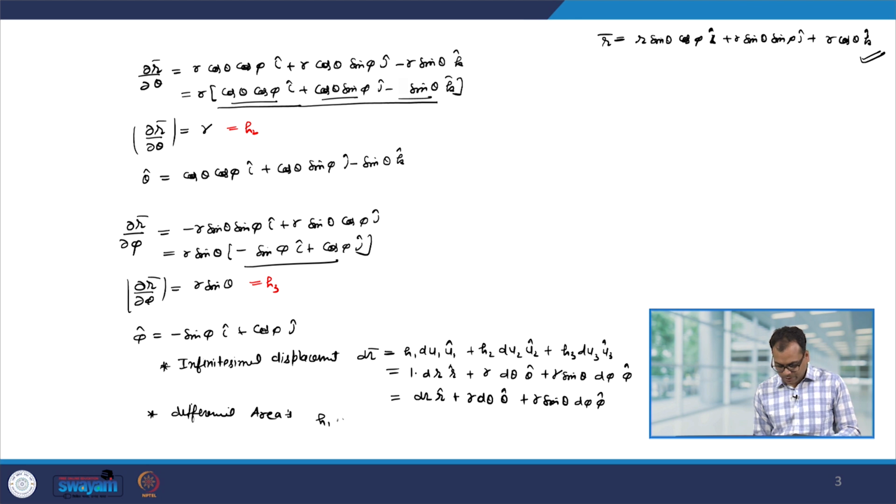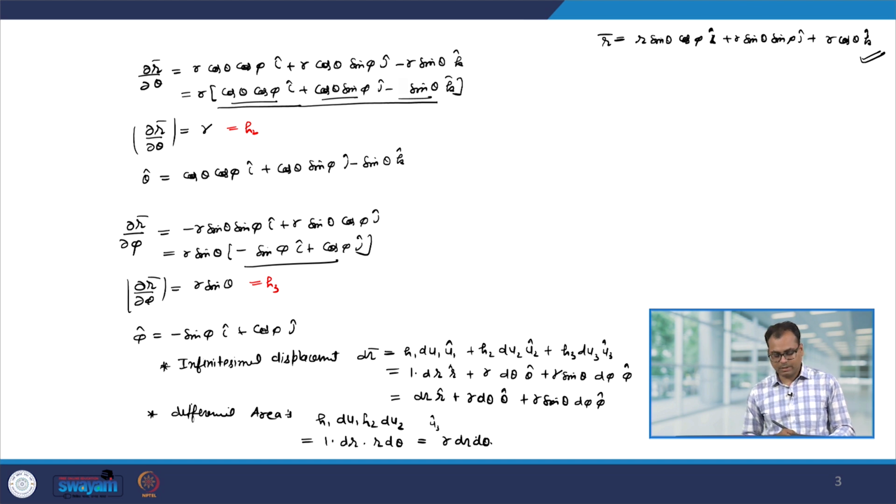This is h1 du1 and h2 du2, and its direction is in the u3 direction. So, it becomes 1 dr and r d theta. So, this becomes r dr d theta.